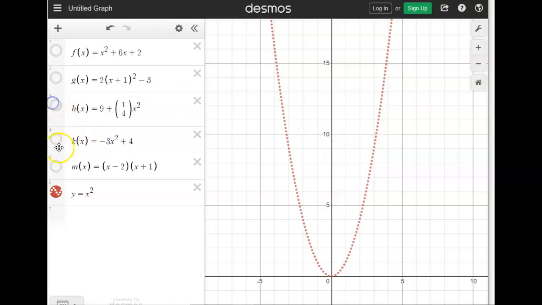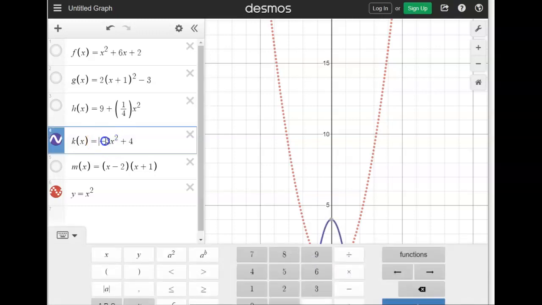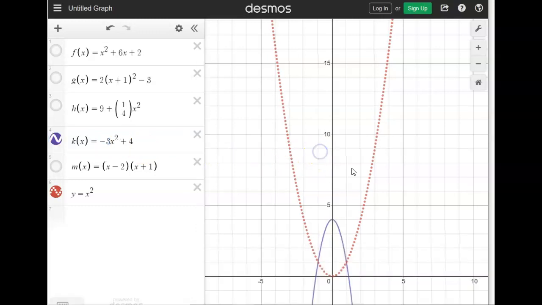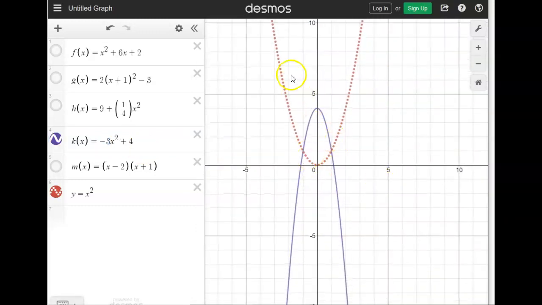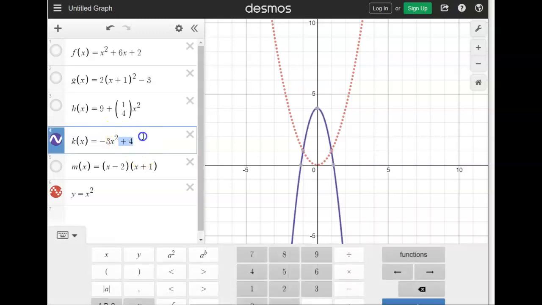Okay, next one we have k of x. Now this one, you notice we have a negative here in front of the x squared. -3 is the leading coefficient. So that means that the function was reflected from the parent function, reflected across the x-axis, and then the vertex was shifted 4 units up. Well, not just the vertex, but every single point. And so that's why you see the reflection and then the shifting up from the parent function.